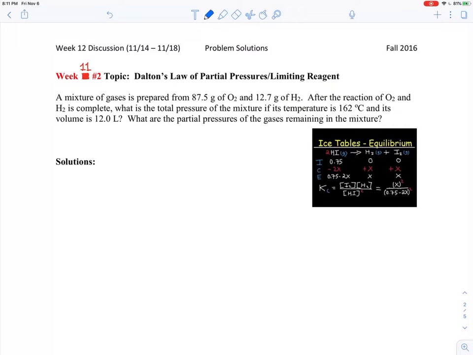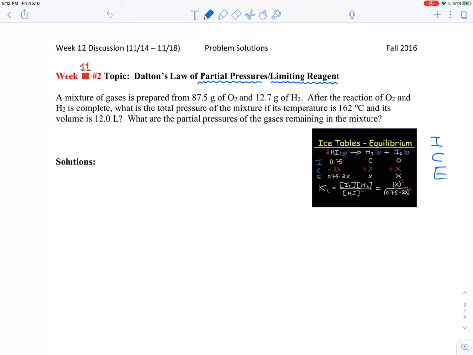Okay, so let's solve the week 11 topic number 2, which is something about the partial pressure problem. And this is also related to understanding the limiting agent. Here I just give you the generic equation that you probably easily see. We call it the ICE problem: initial, change, and equilibrium. Understanding that is how we are going to figure this one out.